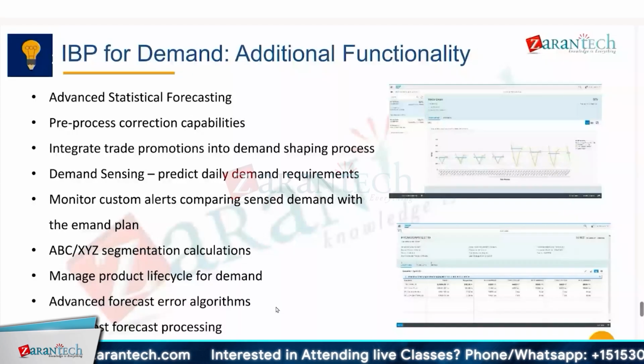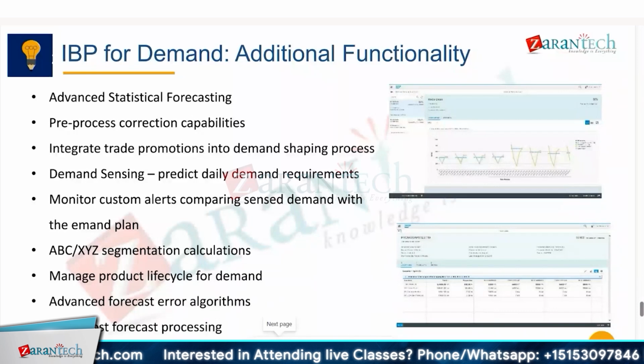Pre and post forecasting process. This is basically the functionality provided by the IBP for demand. And if you are not using ABC or XYZ, even if you don't do it in the IBP for some reason, you can still get this ABC XYZ analysis done in an Excel spreadsheet, and try to devise some meaningful actions out of that.